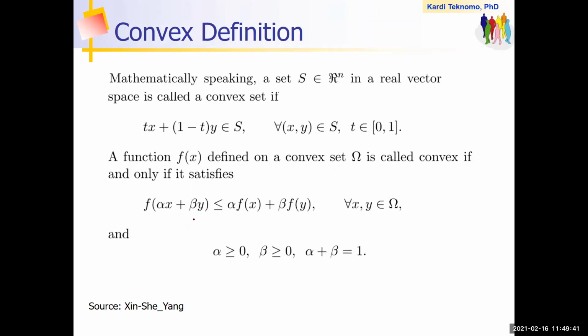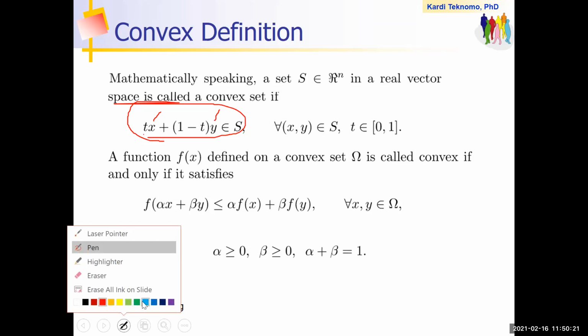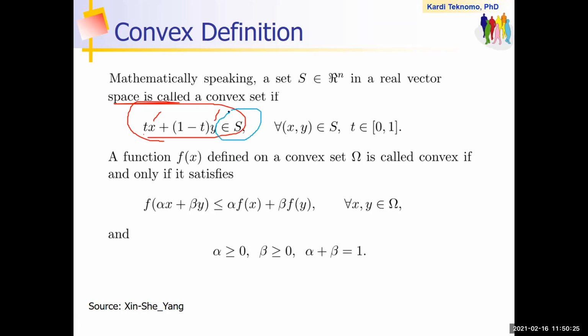Now come back to the definition here. You see, I have 2 points, x and y. This is the x and this is the y. And t and 1 minus t here represent the line segment, right? So if you put this equation, you will have a line segment. So this definition means any line segment between 2 points must be within S, meaning within the set itself. If it is outside the set, this is non-convex. If it is always within the set, it is convex.